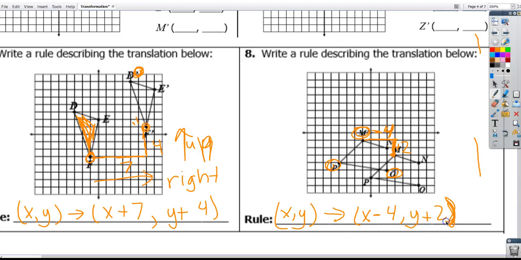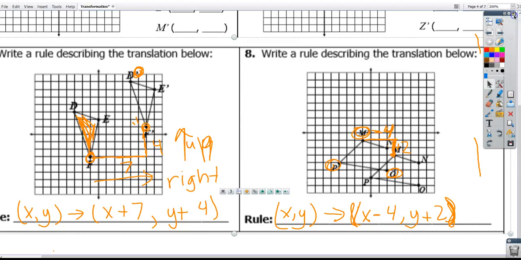Now this part's a little tricky, but you're going to need to know how to do it for your project. All right. You can go ahead and stop the video.